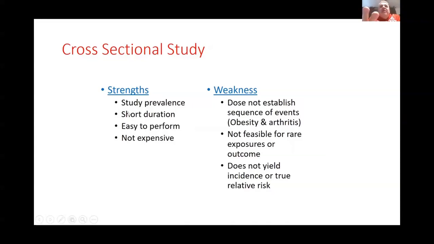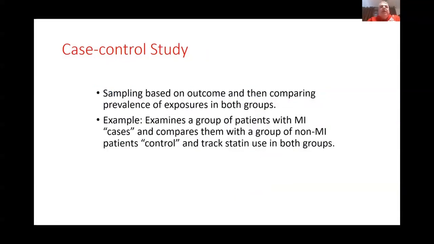Cross-sectional study strengths: it is not expensive, quick, and it's the best, as I said, for prevalence purposes. Weakness: I cannot establish a sequence of events like causality in a cross-sectional study, it is not feasible for rare exposure or outcome, and I cannot measure the incidence or true relative risk of any exposure and the outcome.